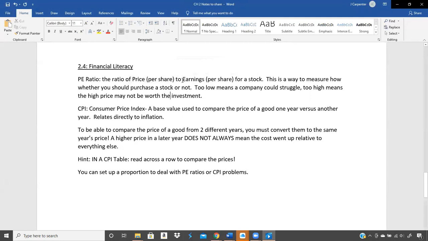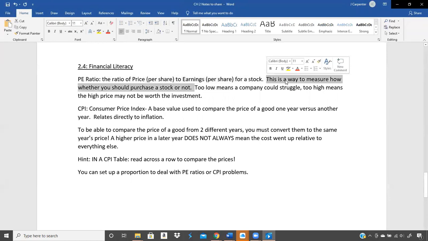Also, at the end of the year, they can calculate earnings per share. So earnings is your profit. So if you take your total profit and divide it by the number of shares of stock a company has, whether it's 100, 1,000, 10 million, 10 billion, and it's usually in the millions and billions. If you divided those two things, you get the PE ratio. And historically speaking, this has been a good way to measure whether you should purchase a stock or not.